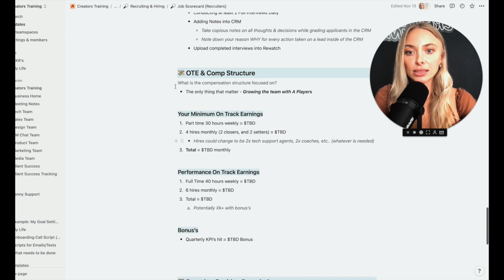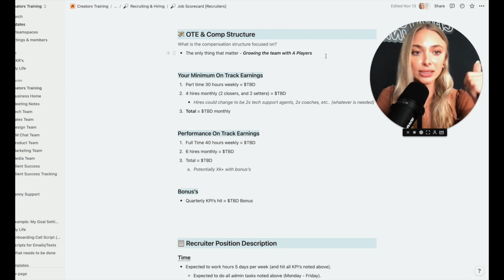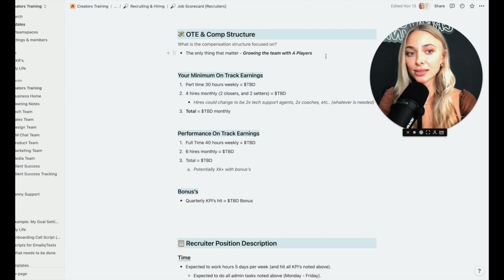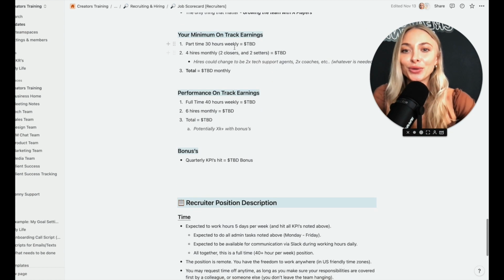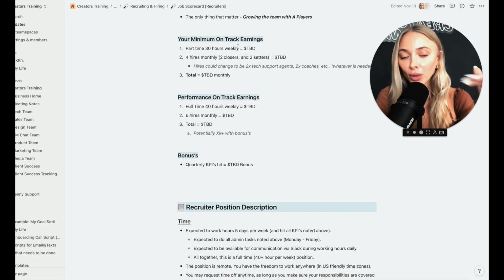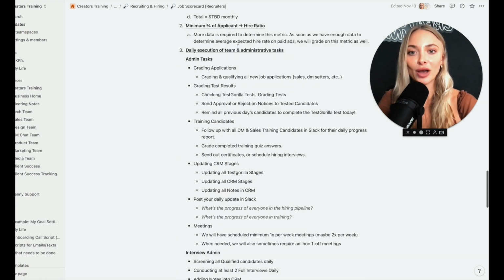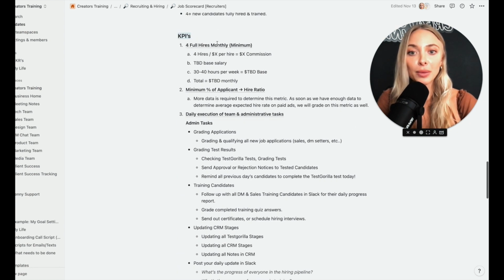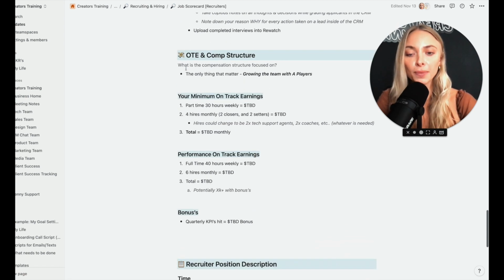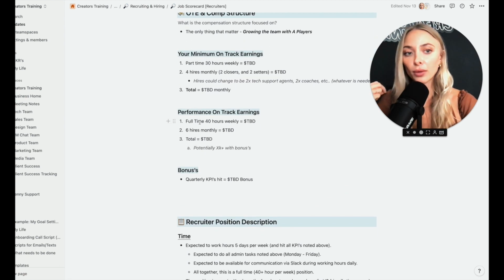The next thing is the OTE and comp structure. So if you have a compensation, is it salary, is it commission-based, is it base pay plus commission, is it hourly? Then you want to put your minimum on-target earnings, super important. So what is the minimum you want them to make? And then performance on-target earnings, if they exceed the KPIs that you have set here. So maybe they hire 6 people instead of 4 on a monthly basis. That's amazing. So you want to obviously pay them more for better performance.